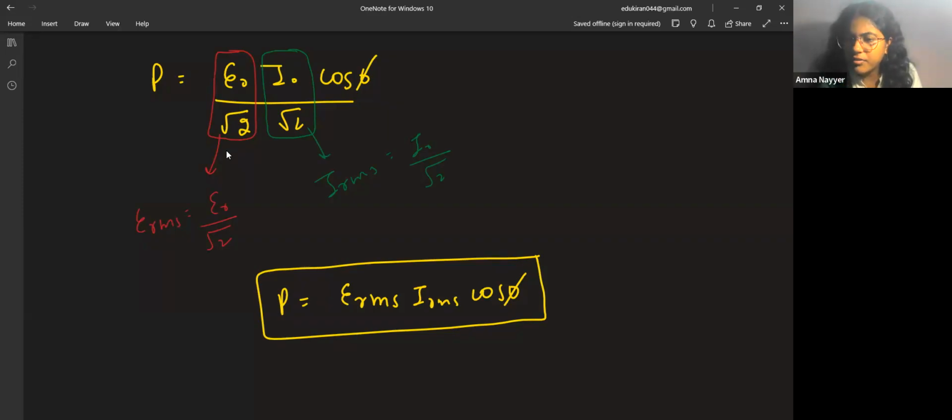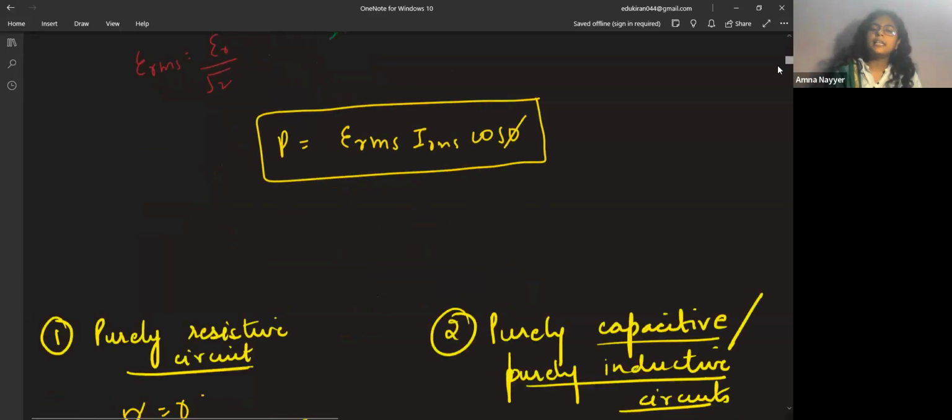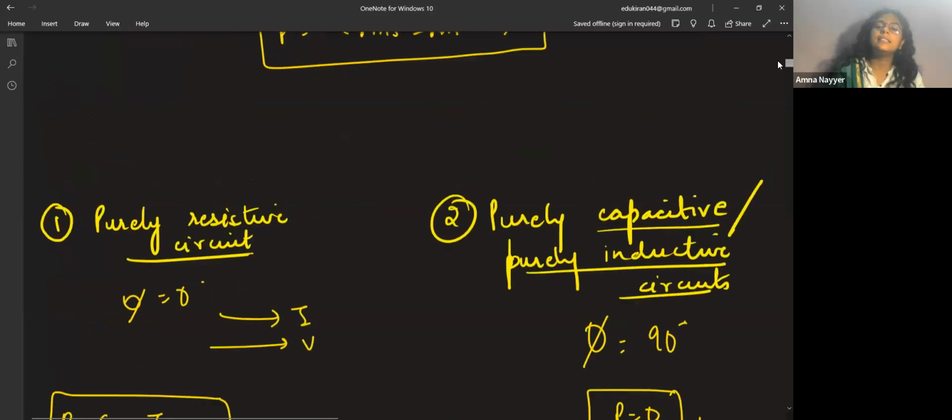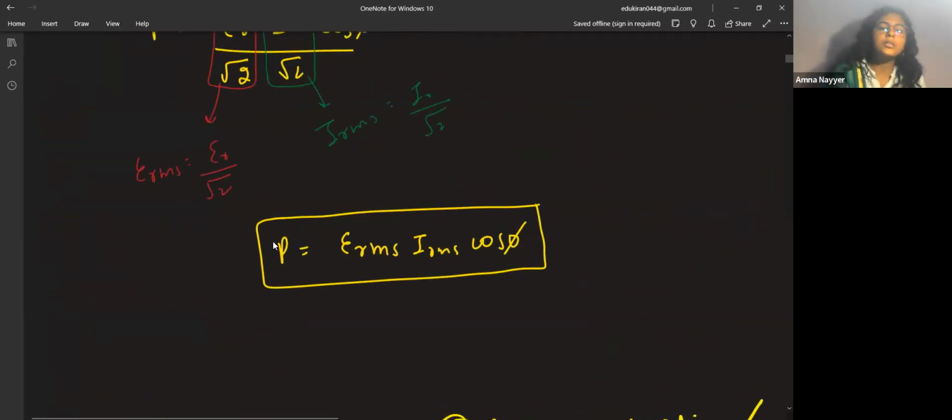We didn't discuss power factor. We didn't discuss wattless current. These terms are left. See, wattless current basically means the alternating current which is obtained when the average power through the AC circuit is 0. When this average becomes 0 in ERMS, IRMS, cos phi, somehow you will have the value of phi as 90 degrees.